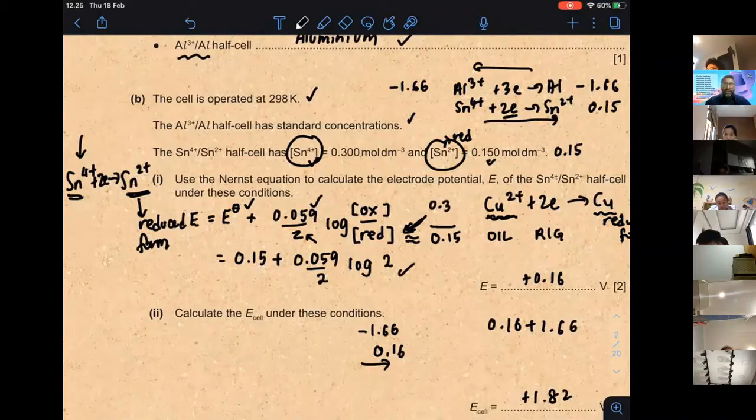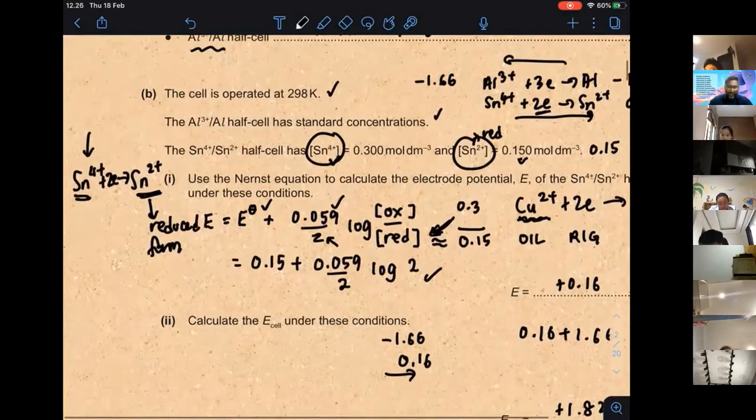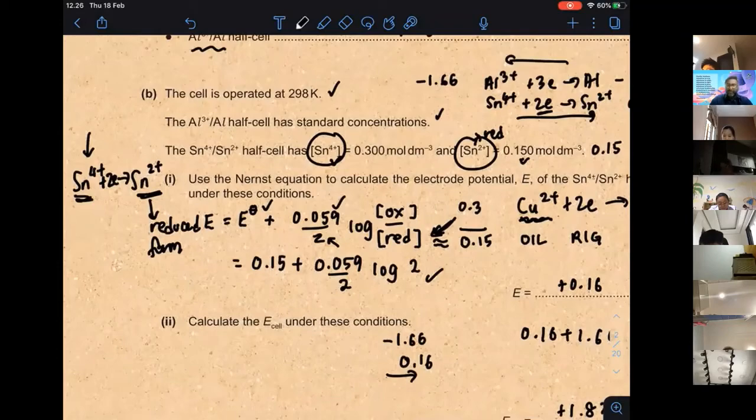Why is this going to be very important? Because students tend to think like this. They think, oh, Sn4+ plus 2 electrons, this is going to be reduced, so this is also the reduced form. Wrong.